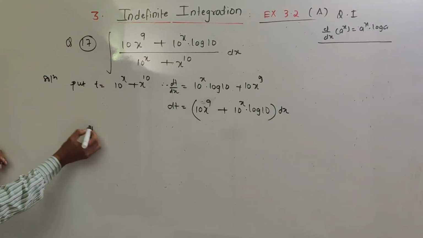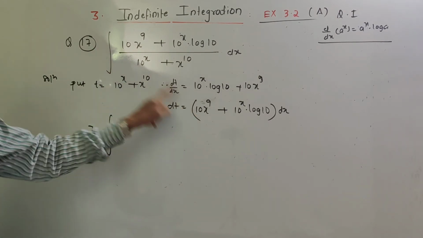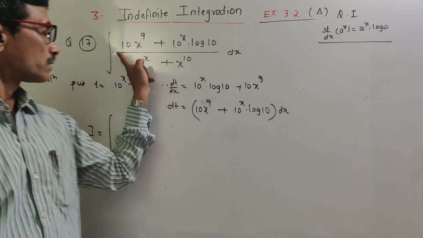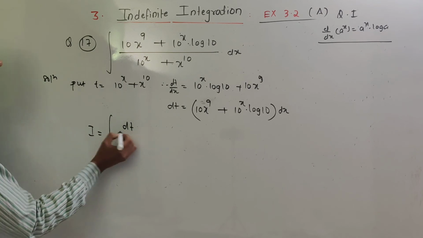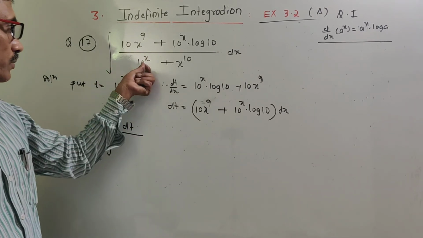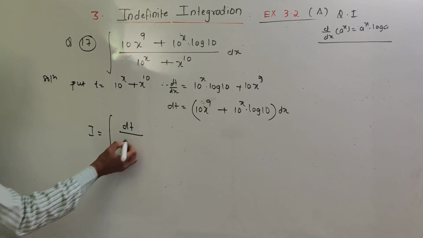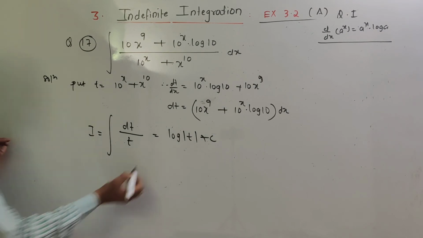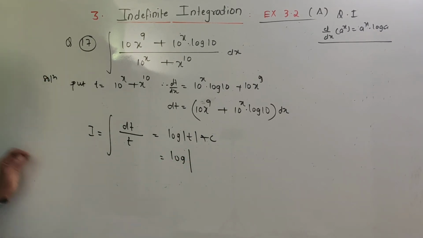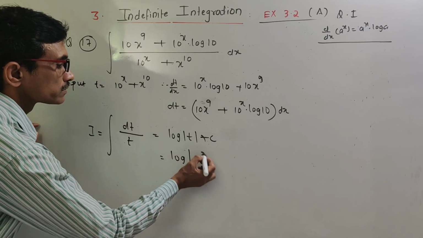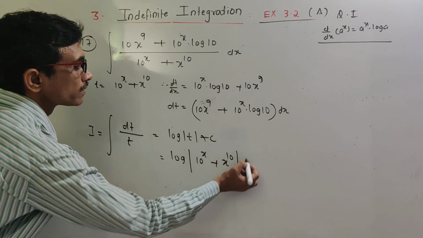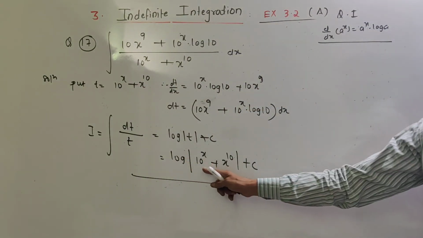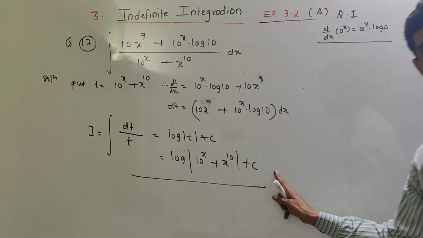So our integral I is equal to the integral of 10 into x raised to power 9 plus 10 raised to power x log of 10, into dx, that is equal to dt upon 10 raised to power x plus x raised to power 10, which is t, and dt upon t is equal to log of t plus c. Resubstitute t. What is t? 10 raised to power x plus x raised to power 10. So log of 10 raised to power x plus x raised to power 10 plus c. This will be the answer.